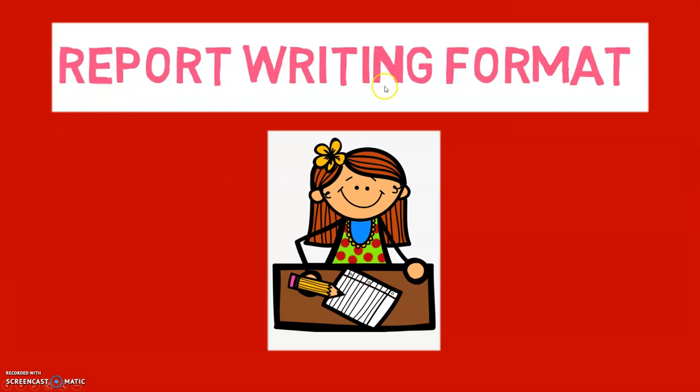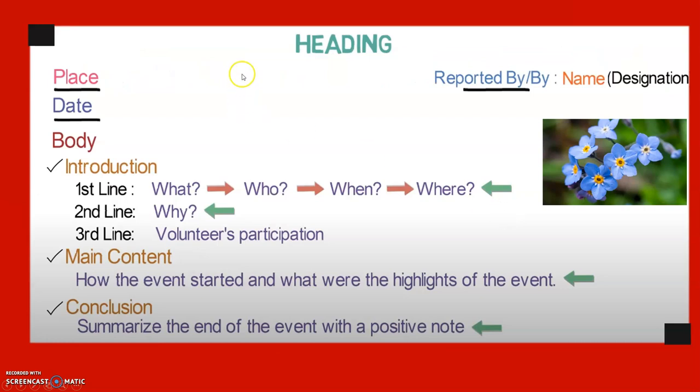Now, report writing format. Let's see what the format is like when you write a report. Now, very important, the first thing is you have to have a heading. Okay, you write the heading of the report in capital letters, because when you read any news, it has a heading. Then, reported by, we write here reported by, and you write the name of the person. It depends on who is reporting.